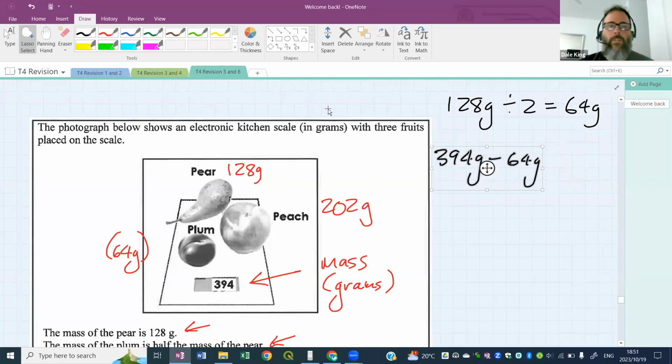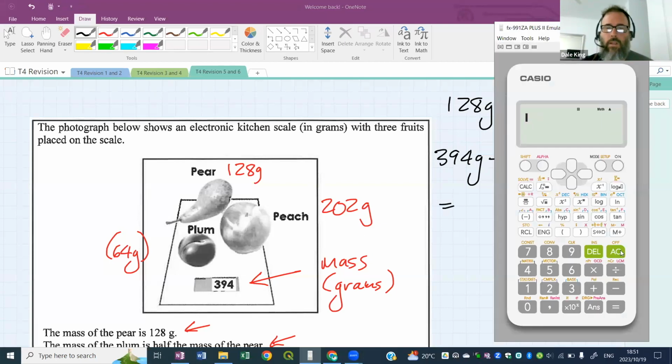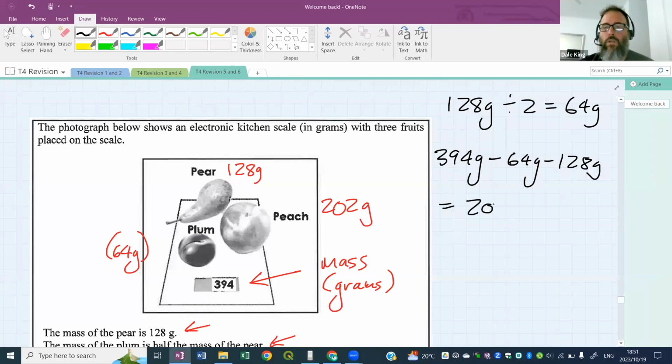Just put it in. All right, so minus 64, and we're minusing the plum. We're minusing the pear. All right, let's check what the calculator says. It should say the right thing. So 394 minus 64 for the plum, minus 128 for the pear. Yes, equals 202 grams. Well done.